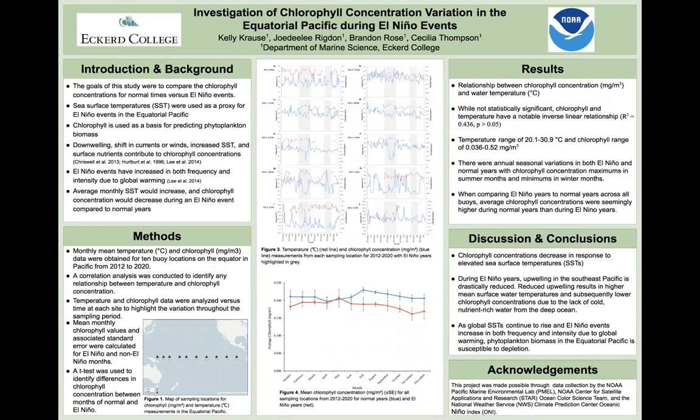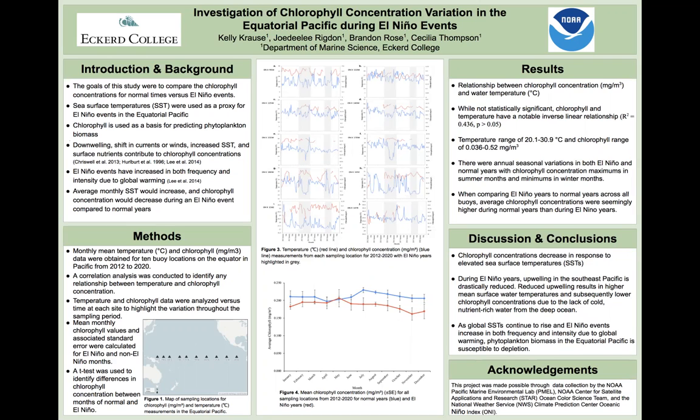The goals of this study were to compare chlorophyll concentrations for normal times versus El Nino event times. We use sea surface temperatures as a proxy for El Nino events in the equatorial Pacific, and we used chlorophyll as a basis for predicting phytoplankton biomass.